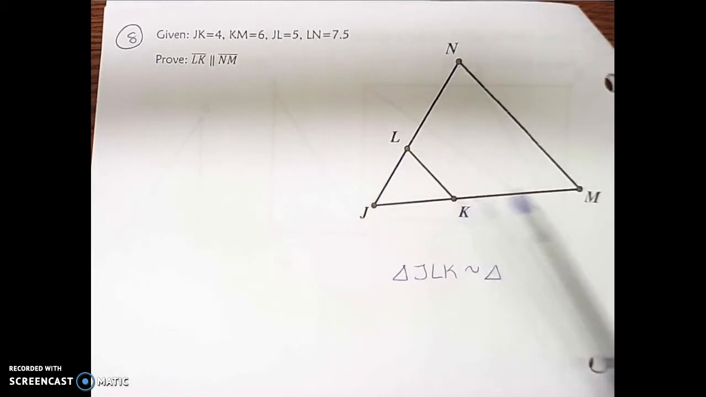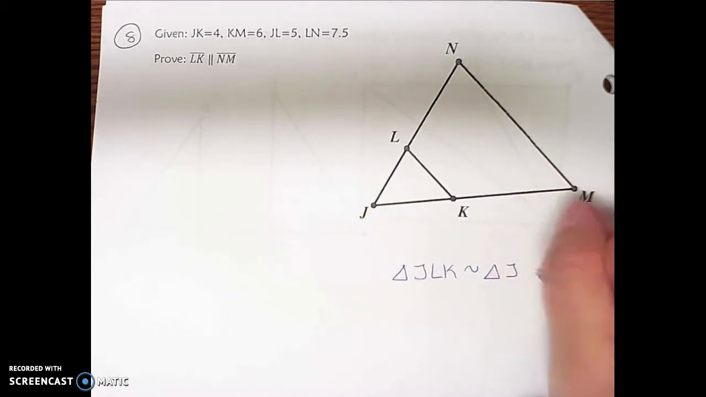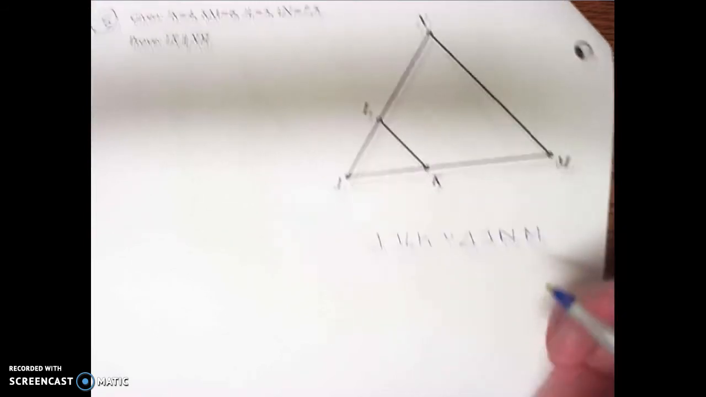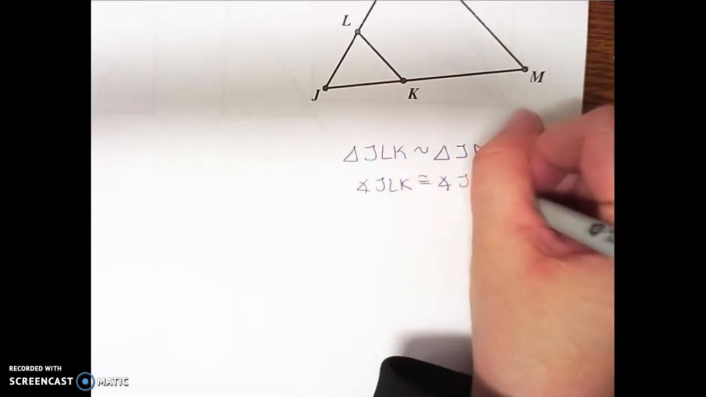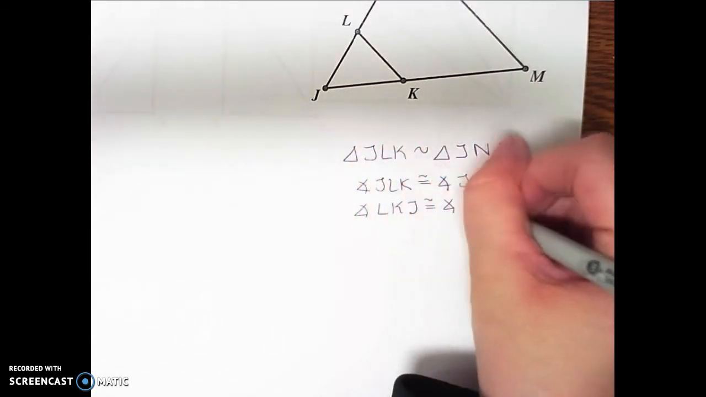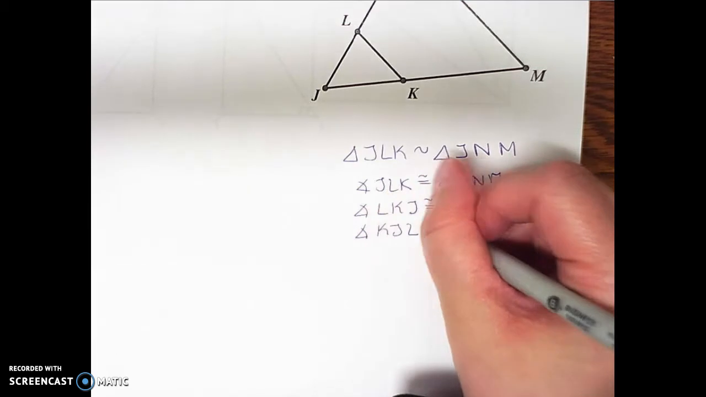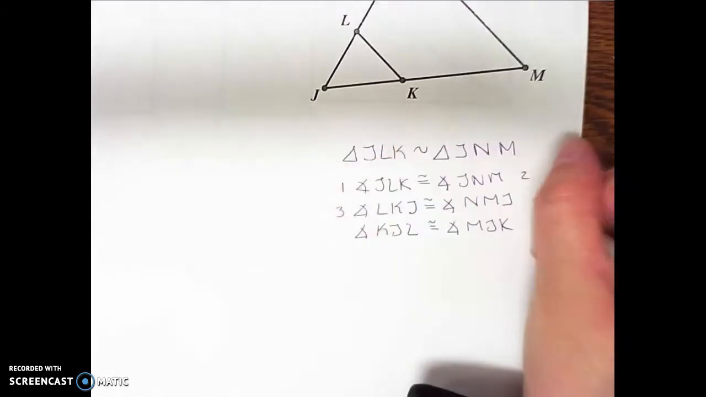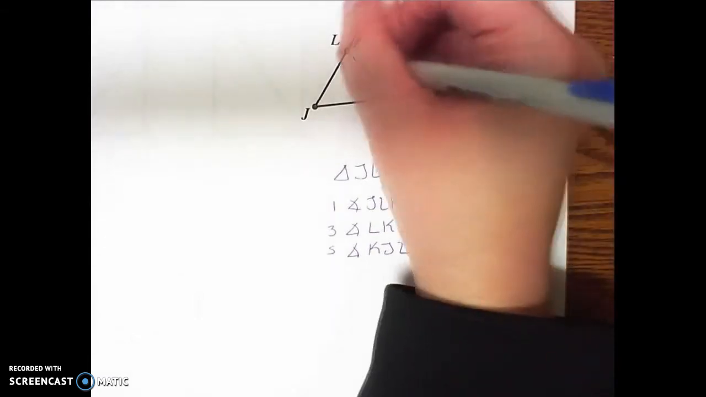L went to N and K went to M, and J is my center of dilation because it didn't move. So J corresponds with J, L corresponds with N, and K corresponds with M. I'm just going to go ahead and make my list of congruent angles. And number them. I'm going to label them in the diagram.